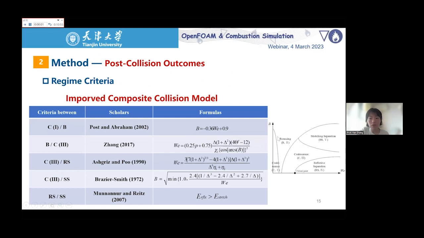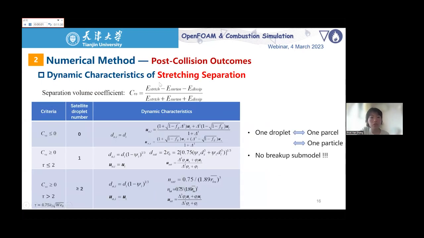And then for the different criteria for the post-collision outcomes, we use this kind of formulas to give the boundary between the coalescence, bouncing and this third region, and the stretching separation, coalescence, reflective separation, and also the two separation boundaries. We pay more attention to the two separation regimes.